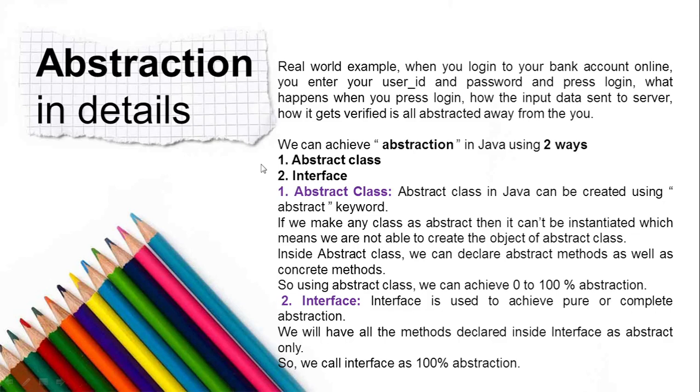An abstract class in Java can be created using the abstract keyword. So it's like abstract space class space the class name. Before the class name, you have to just provide the abstract keyword. Then the class will be an abstract class. If we make a class abstract, then what will happen? We cannot create any object of the class.